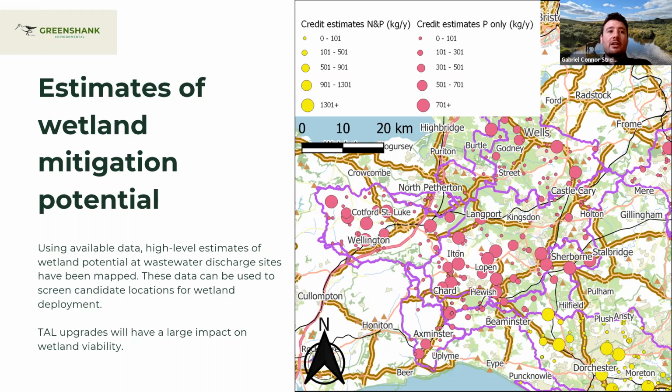As I mentioned previously, the technically achievable limits upgrades that may be required under the levelling up, assuming it passes, will have quite a big impact on wetland viability at some of these sites. So this is all based on how things stand at the moment, but quite a lot of these sites might end up being required to be upgraded if levelling up passes as is. And that would potentially limit the opportunities for wetland creation. So again, it's something to bear in mind as we move forward.